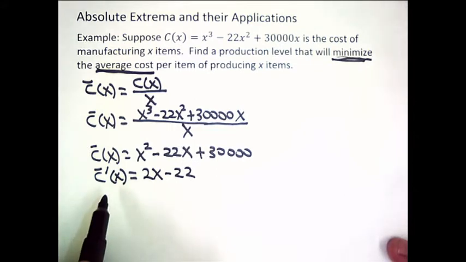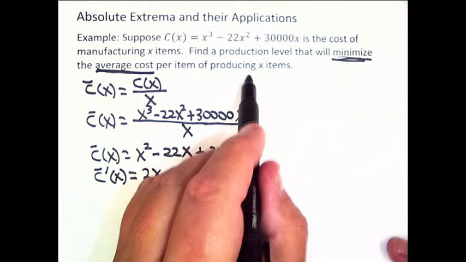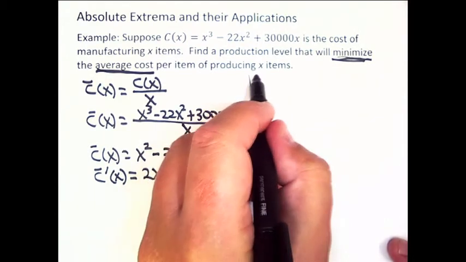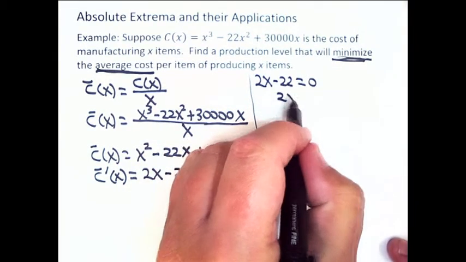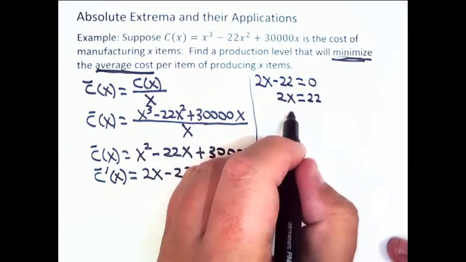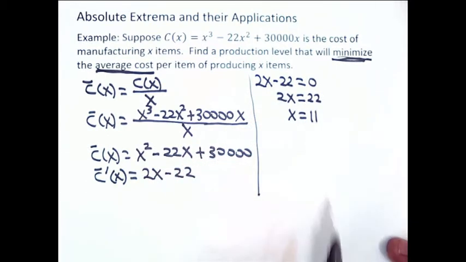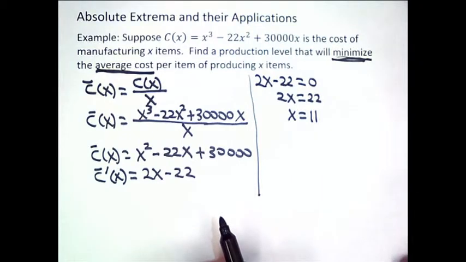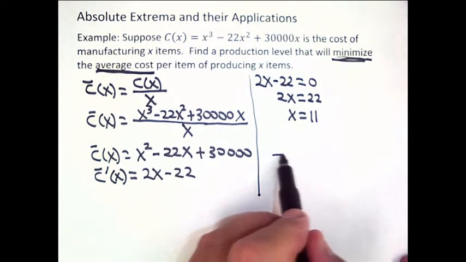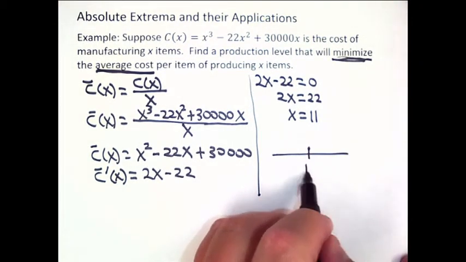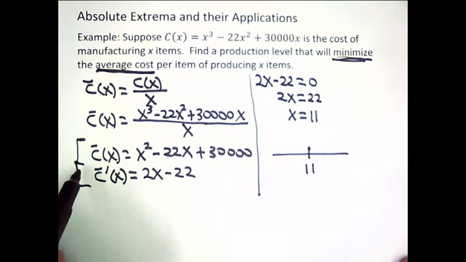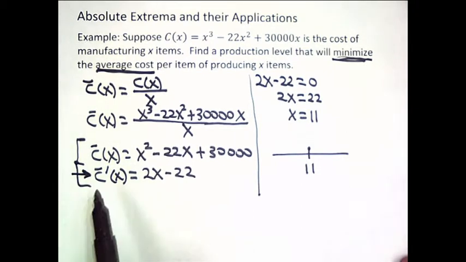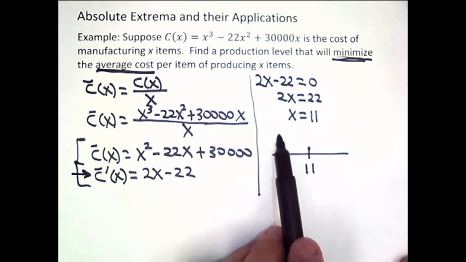Of course, the next thing you want to do is set that derivative equal to 0. So you get 2x minus 22 equals 0, which means 2x is equal to 22, which means x is equal to 11. You want to make sure that really is a minimum by using probably the first derivative test. You take a number smaller than 11 to the derivative of the average cost function here, because you're looking at the slope.